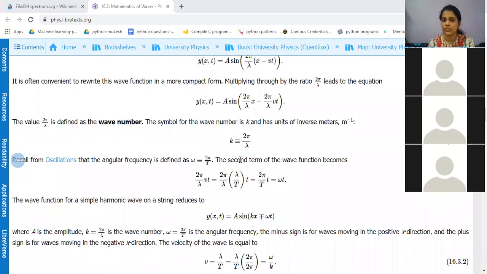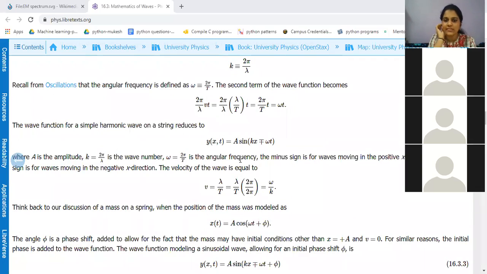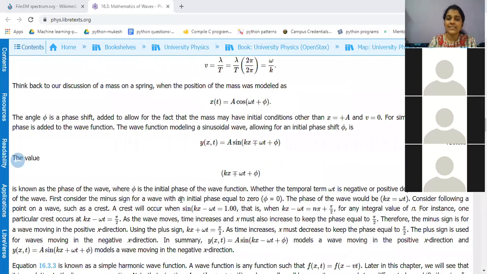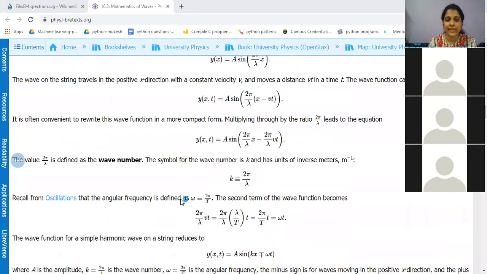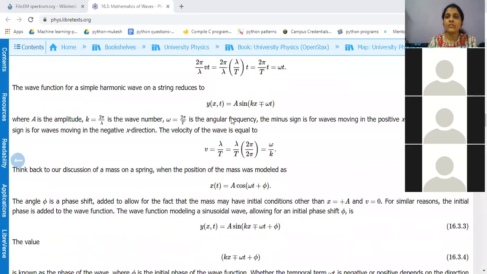Using all these standard conditions, they develop the derivation, which is there in your textbook. Again, no need to concentrate on the derivation part. I'll simply skip to the final equation. You can see this particular equation over here. This is nothing but the wave equation: A sine(kx plus minus omega t).